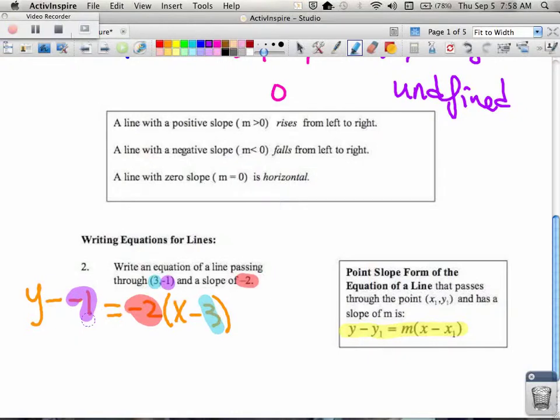So if you want to put it in your calculator, remember you have to get y alone. So you can always do that. But on our test, if you want to write it in the point-slope form of the line, what you would write is y plus 1 equals negative 2 parentheses x minus 3 as your final answer.